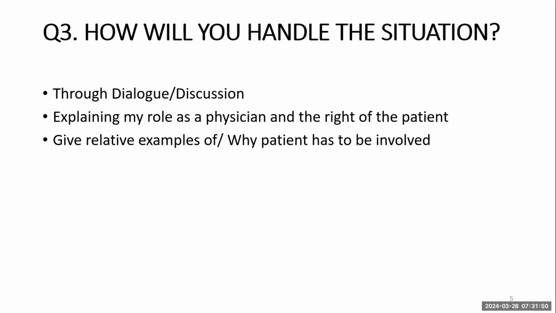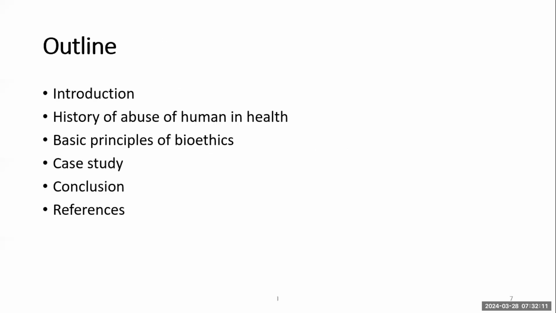So I would have to explain my role to the doctor and to the relative as a physician and inform him of the patient's rights, while the patient needs to be carried along in his decision making. The patient can give consent especially, and then also give him examples as to why the patient has to be involved in his care. So I'll just quickly rush through this.